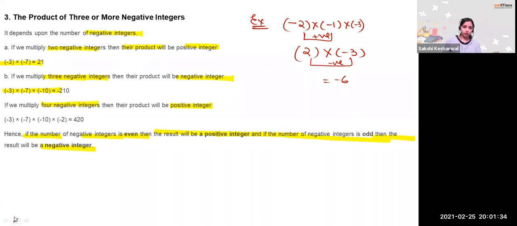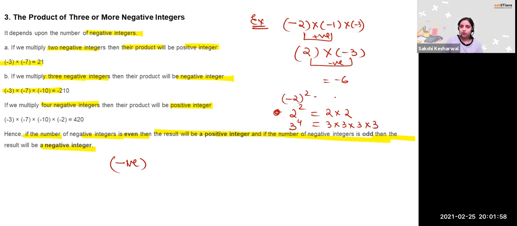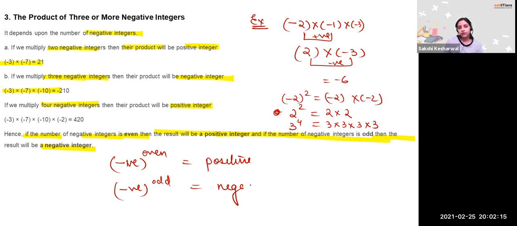I'll give you one example also. In short, if I write 3 to the power 4, it means 3 into 3 into 3 into 3. This is the meaning, right? If I write minus 2 to the power 2, it means minus 2 into minus 2. You should know what it means. So if I write negative to the power even, the answer will be positive. And if I say negative to the power odd, the answer will be negative. That's it.